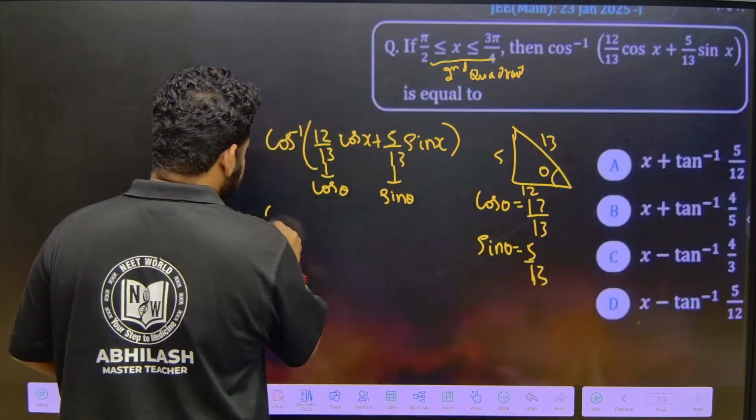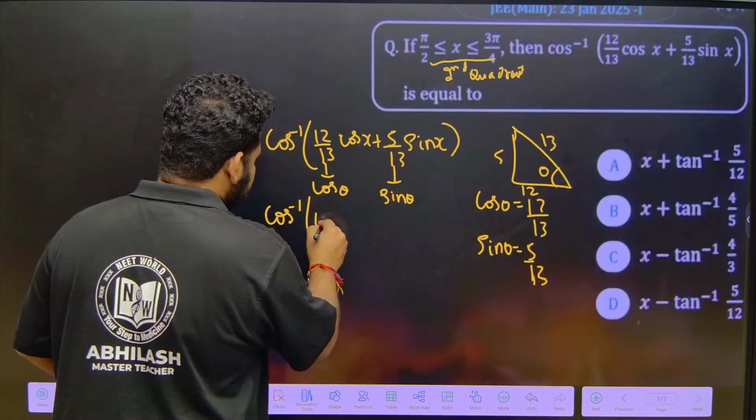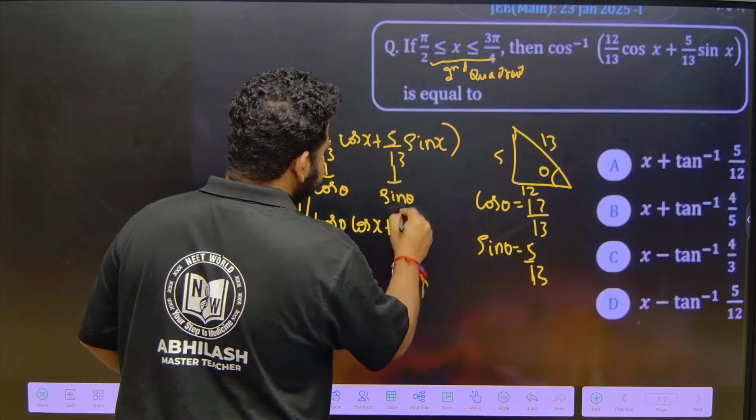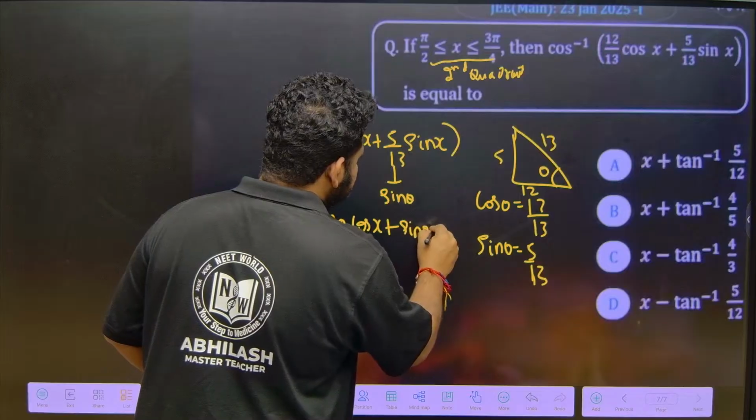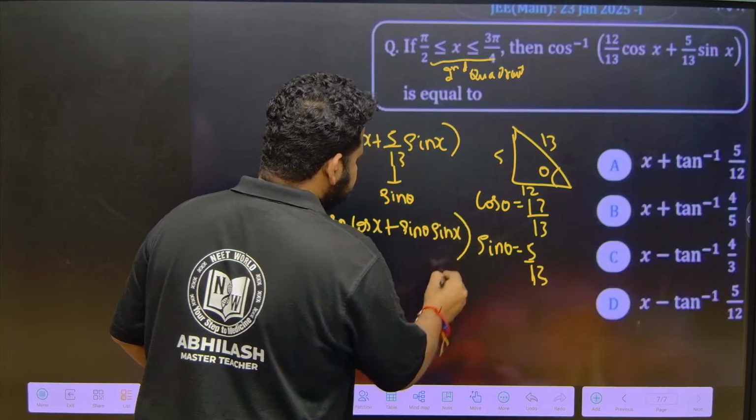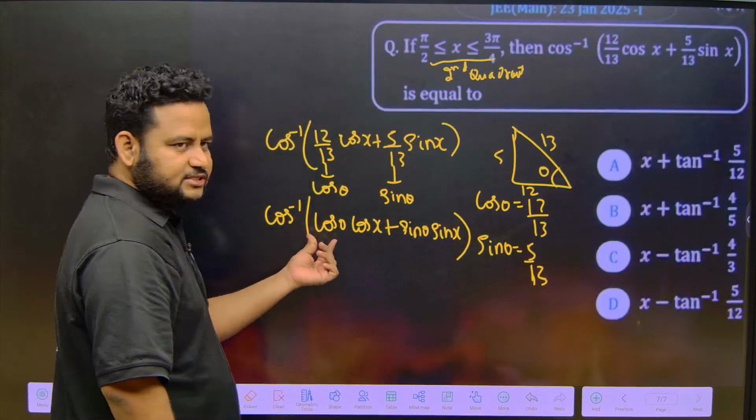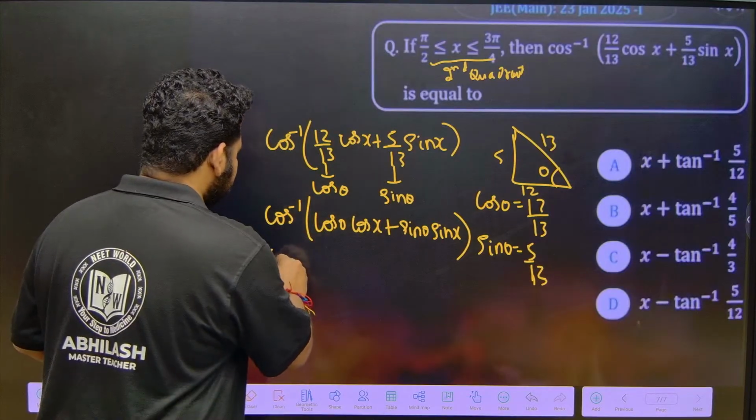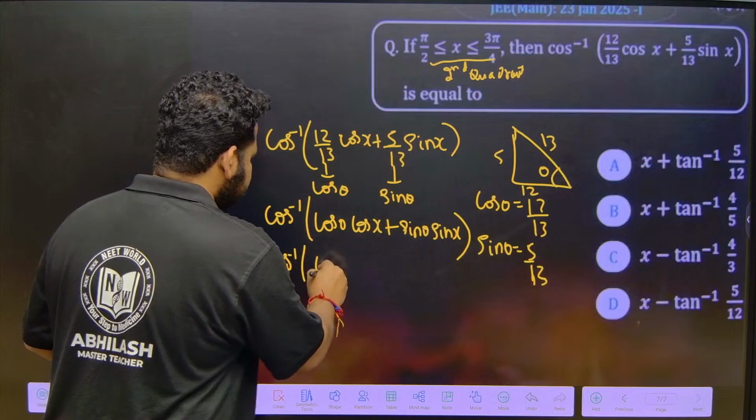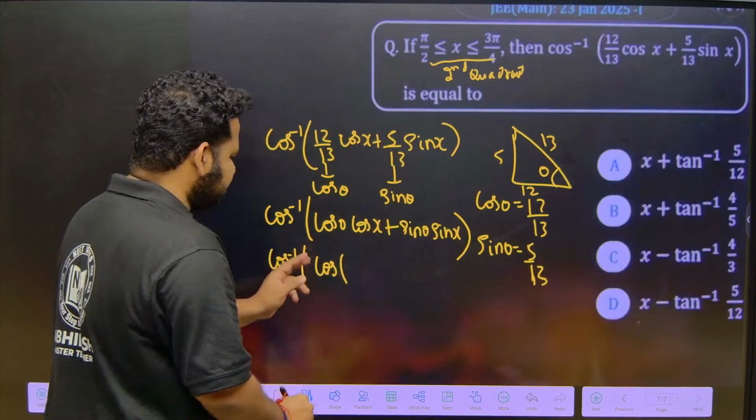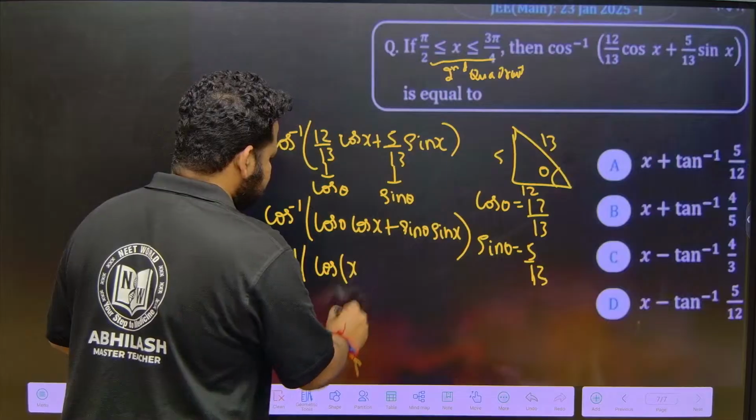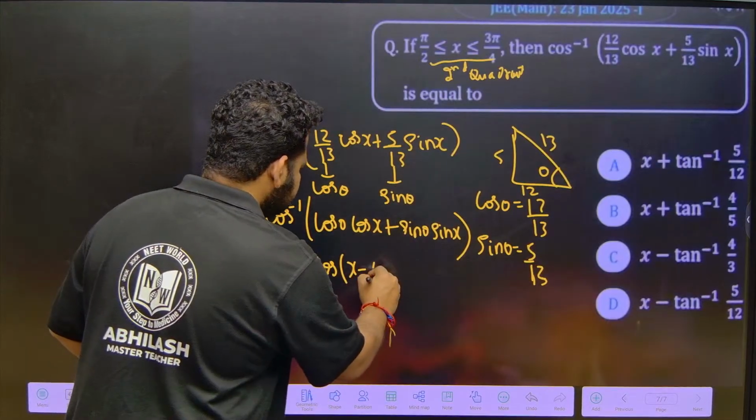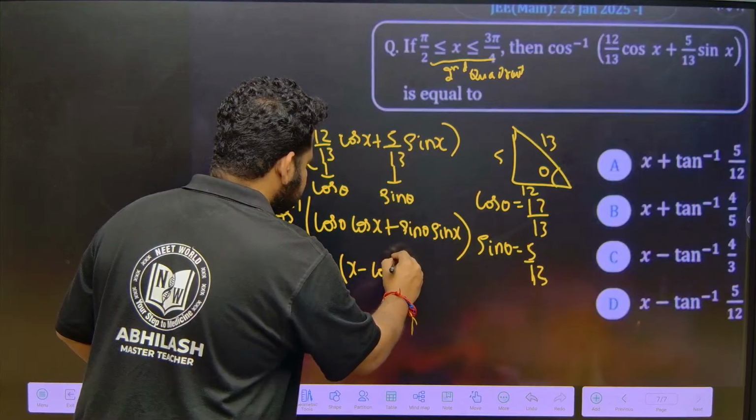So this will give us what? Cos inverse of, this is nothing but cos theta into cos x plus sin theta into sin x. This is nothing but what? Cos a cos b plus sin a sin b is nothing but cos of a minus b. So cos inverse of cos of a minus b, that is x minus theta, or I can write it as x minus cos theta.